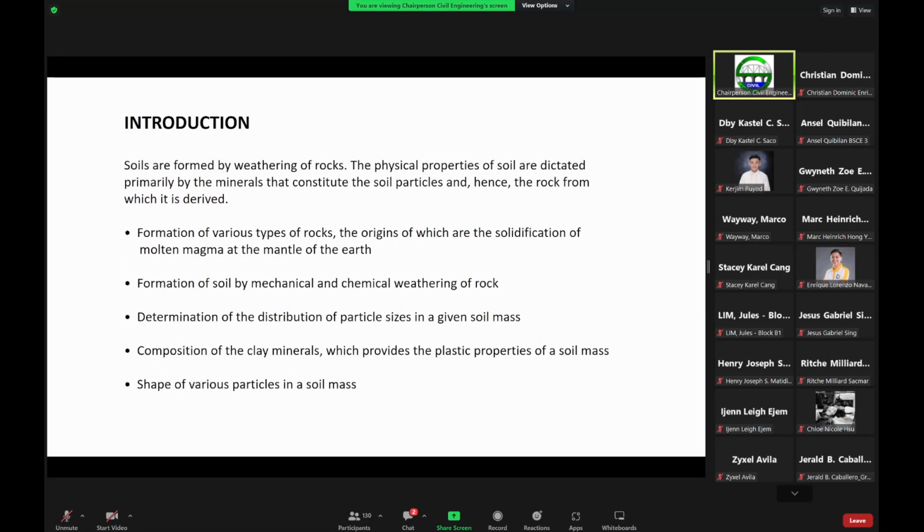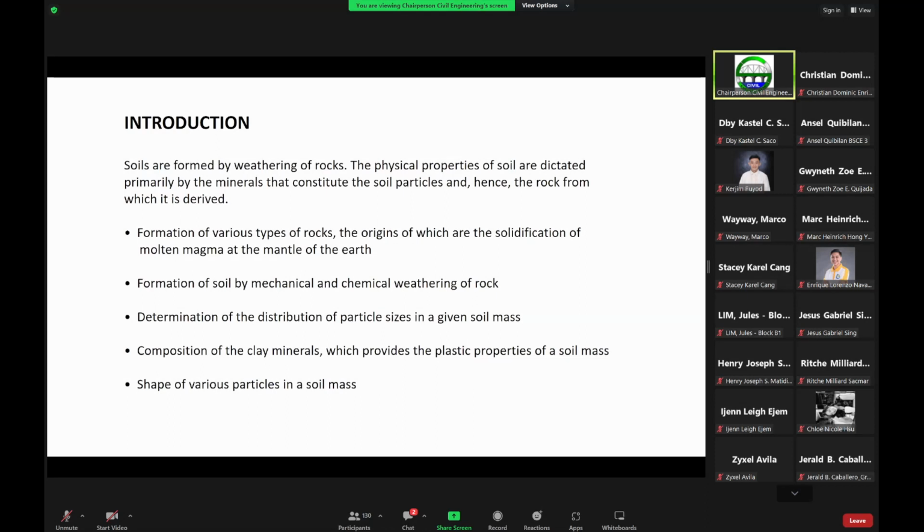Soils are formed by weathering of rocks. The physical properties of soil are dictated primarily by the minerals that constitute the soil particles and hence the rock from which it is derived. So we need to understand the formation of the various types of rocks, the origins of which are the solidification of the molten magma at the mantle of the earth, as well as the formation of soil by mechanical and chemical weathering of rock. I guess you're also discussing this in geology.